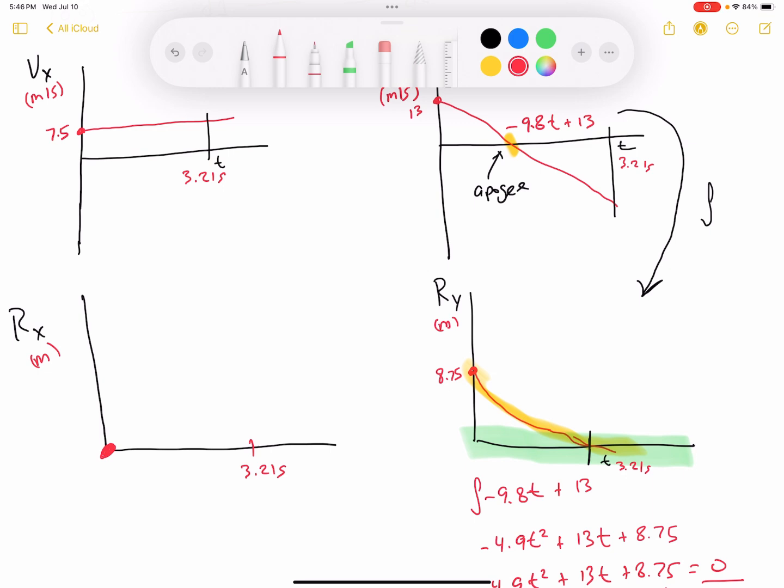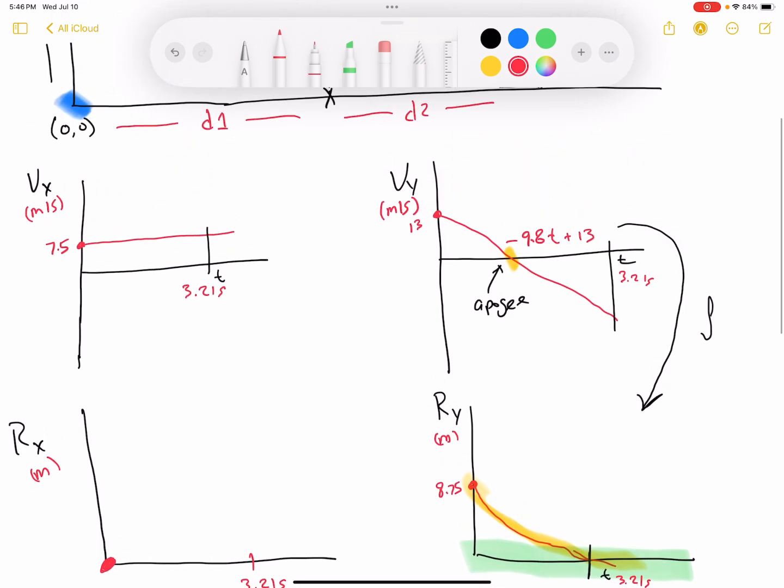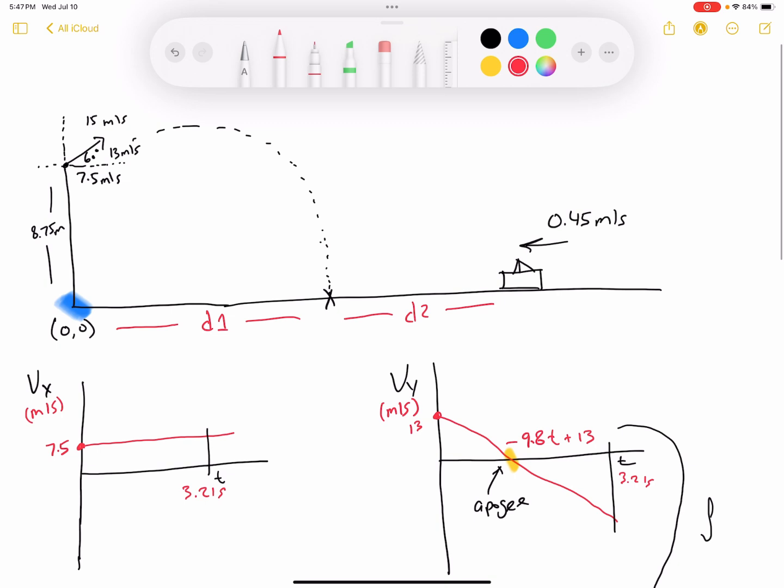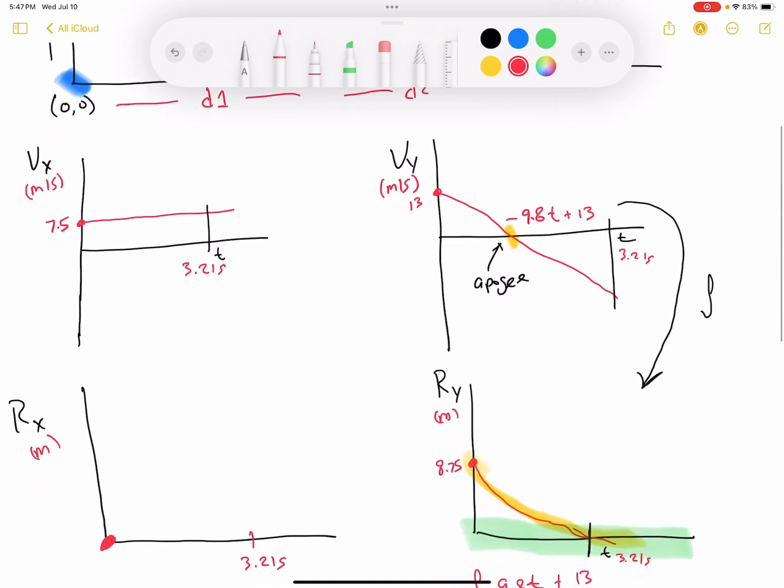Great. Now I want to know how far, what is this distance right here, the D1? So how far did the ball travel from when the person threw the ball to when it hit the ground? How far is that? Well, if you look over here at the velocity in x, Vx, I knew the ball was traveling 7.5 meters per second, and it keeps traveling at that velocity until it hits the ground. When it hits the ground, well, it stops. The velocity stops.